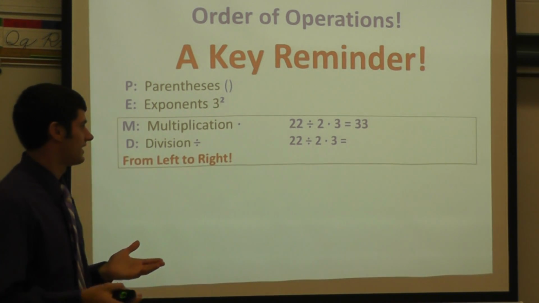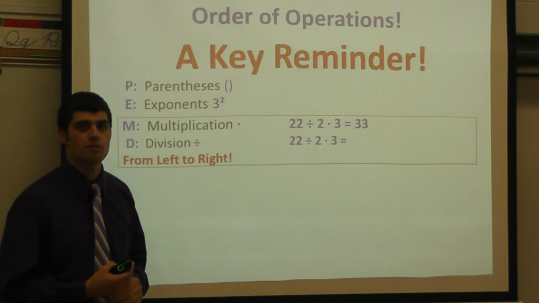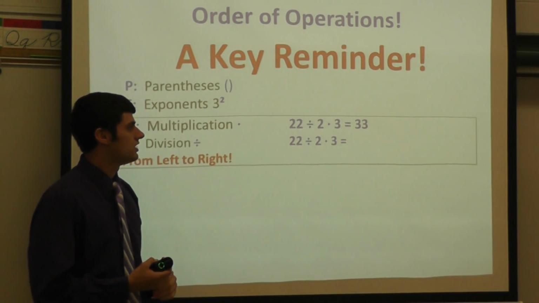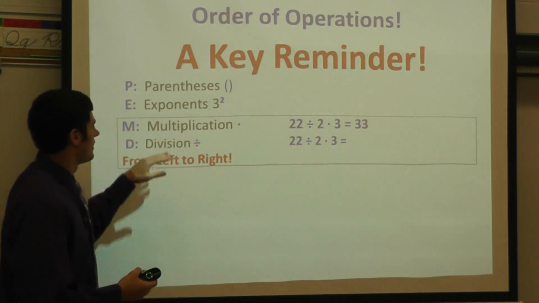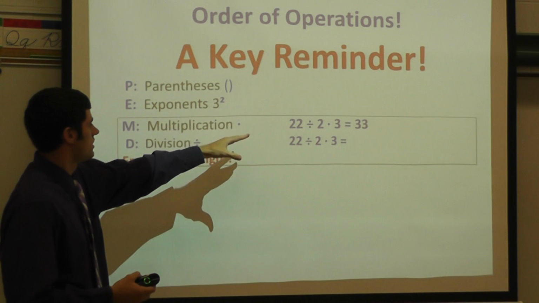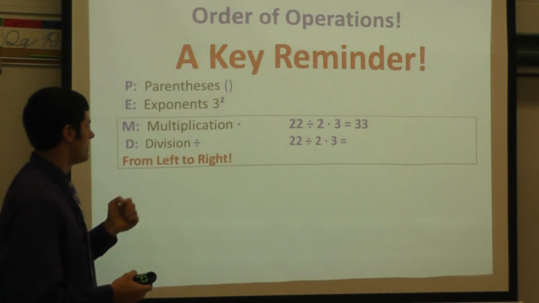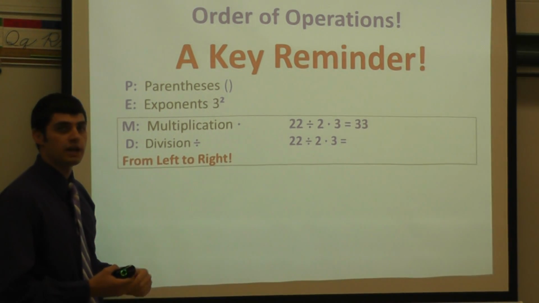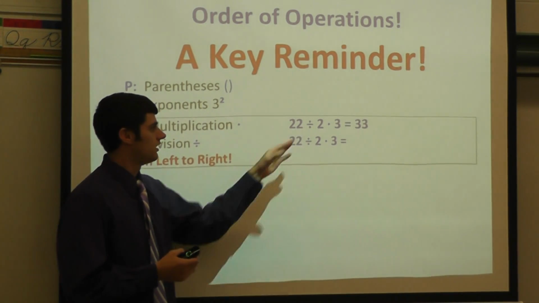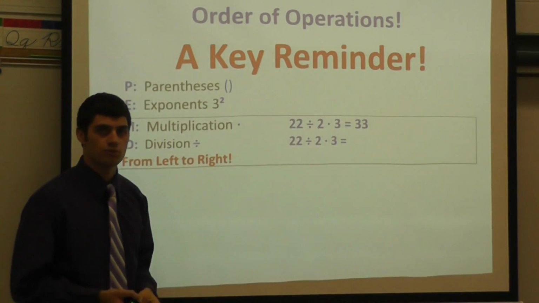Now, what does that exactly mean? Let's take a look at this problem up here on the top. If I have 22 divided by 2 times 3, multiplication and division, they're together. That's the only two operations in this problem. But I'm going to start from left to right. So I would start with 22 divided by 2, which is 11. 11 times 3, which becomes 33.